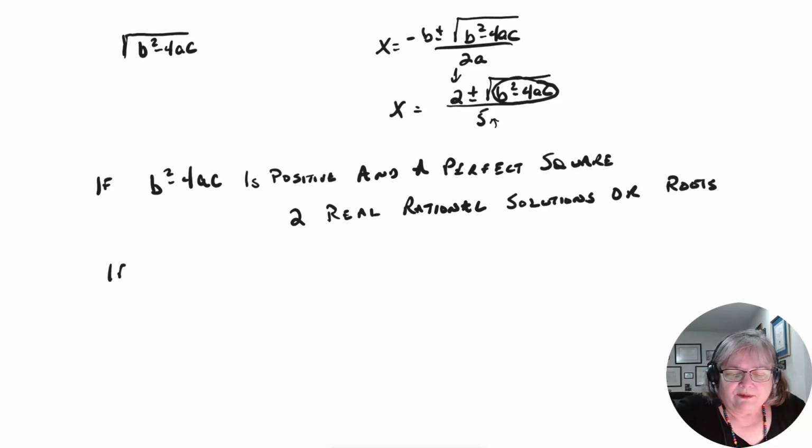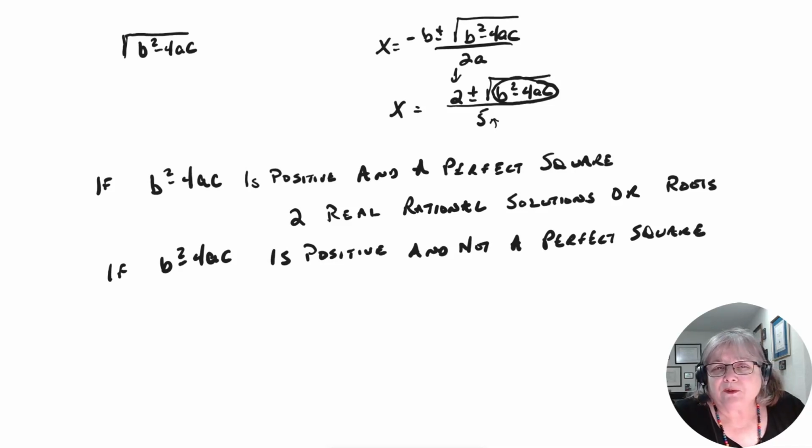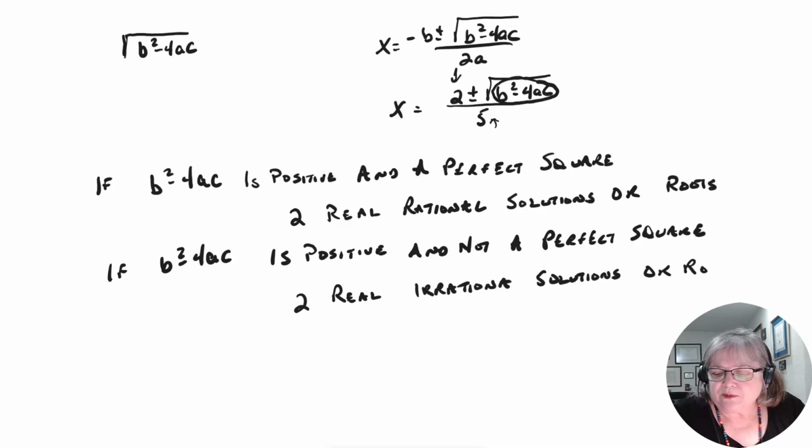Okay, if what's underneath that radical is positive and not a perfect square, so it could be things like the square root of 5 or the square root of 32 or the square root of 109, if it's not a perfect square, you're going to get 2 solutions. They're still going to be real, but they're going to be irrational solutions, sometimes called roots.